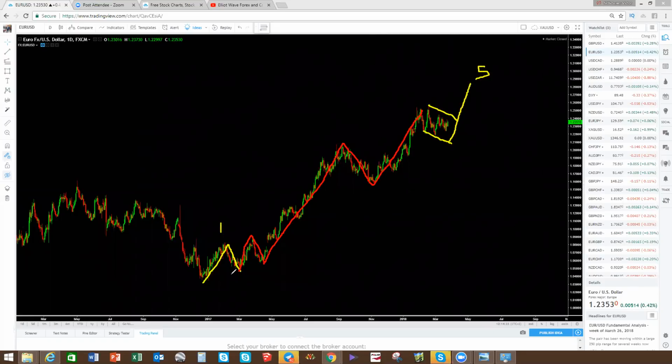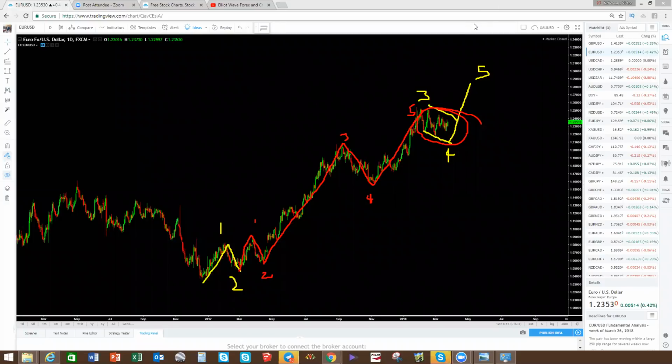So that will be 1, 2, 3, 4. See, this is a clear impulse that follows all the rules. So if you're looking for labeling internally, you can label this one like this: 1, 2, 3, 4, 5. I want to focus on this correction 4 here, because the important thing is knowing where the corrections end. Like I said last week, you need to be the master of corrections to be able to trade, because the market only trends about 30% of the time.